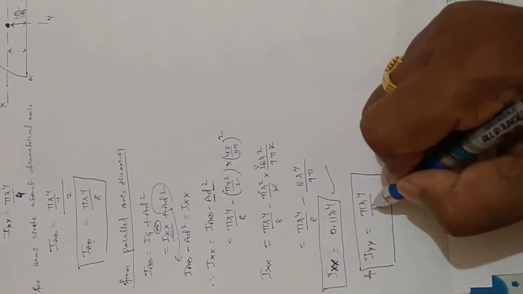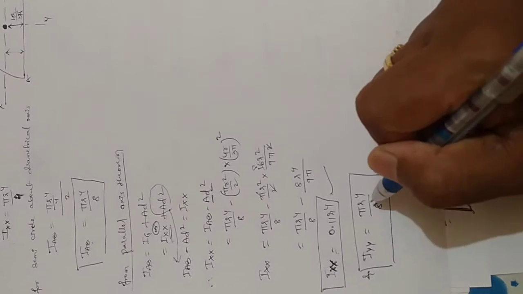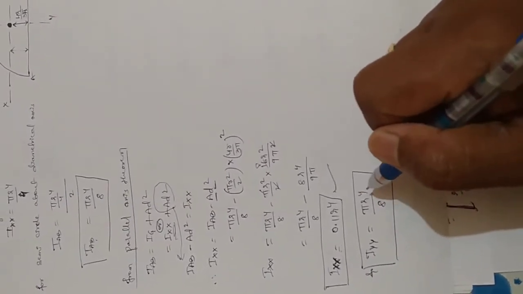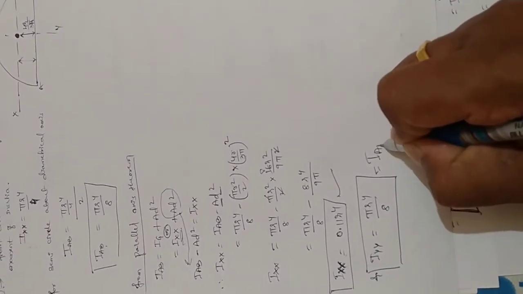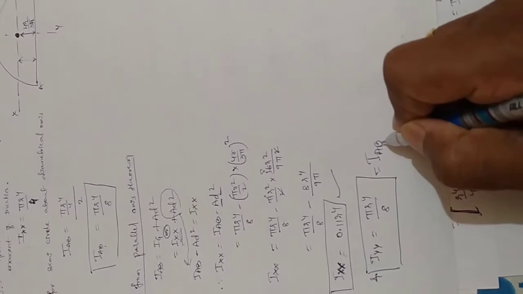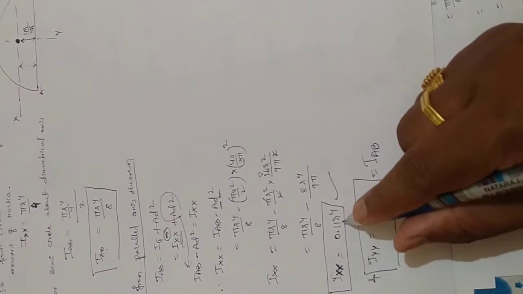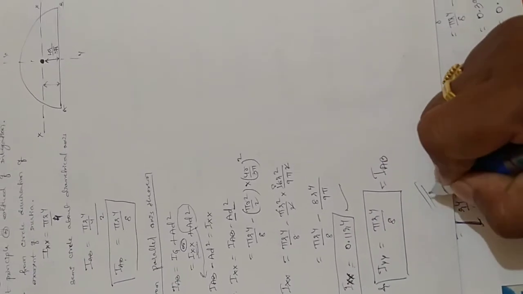Now Iyy will not remain the same. This Iyy will be equal to that of IAB, that is pi r raised to 4 divided by 8. For a semicircle, Iyy and IAB are pi r raised to 4 divided by 8, whereas only Ixx is 0.11 r raised to 4. Please keep this in your mind.